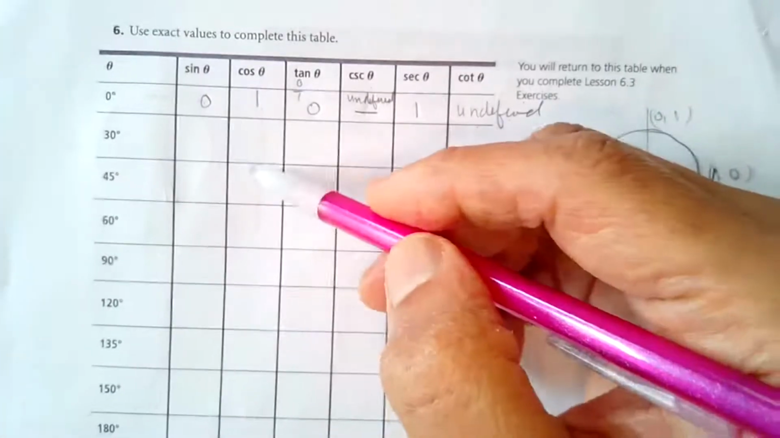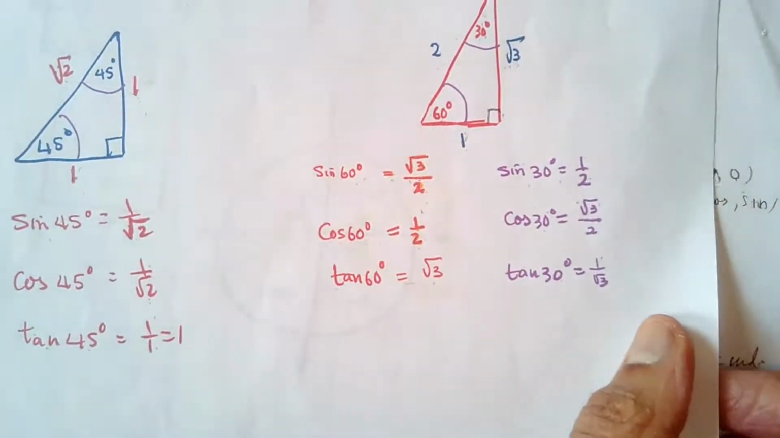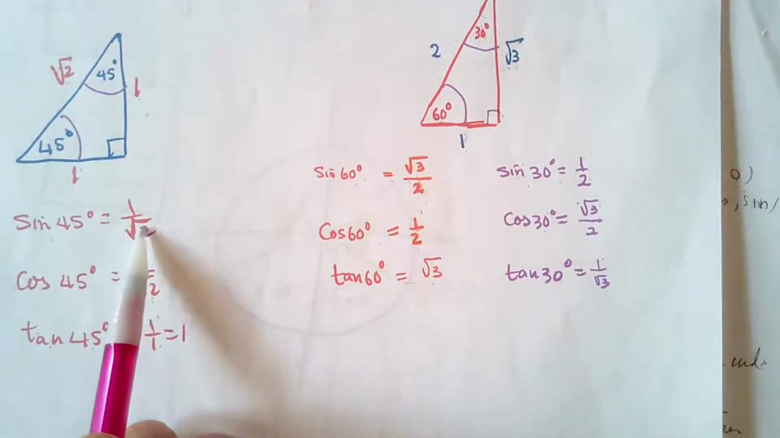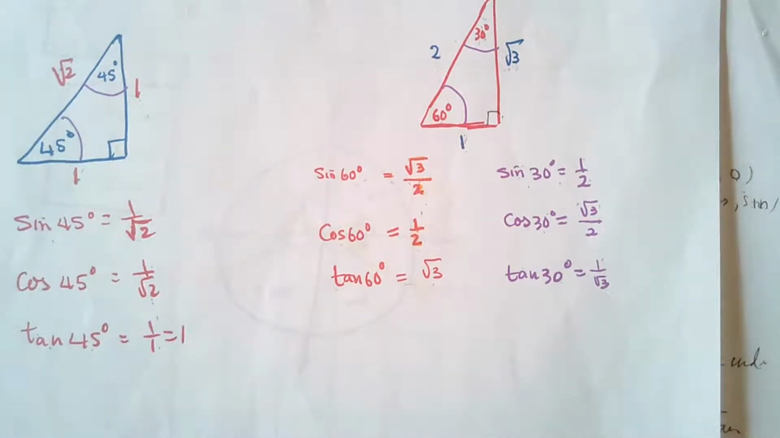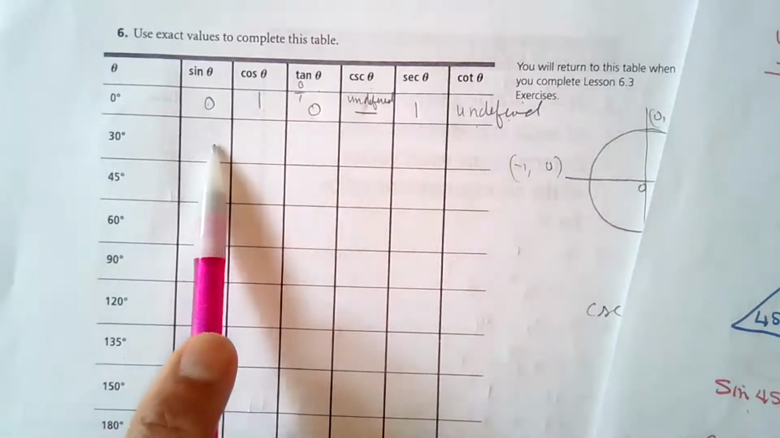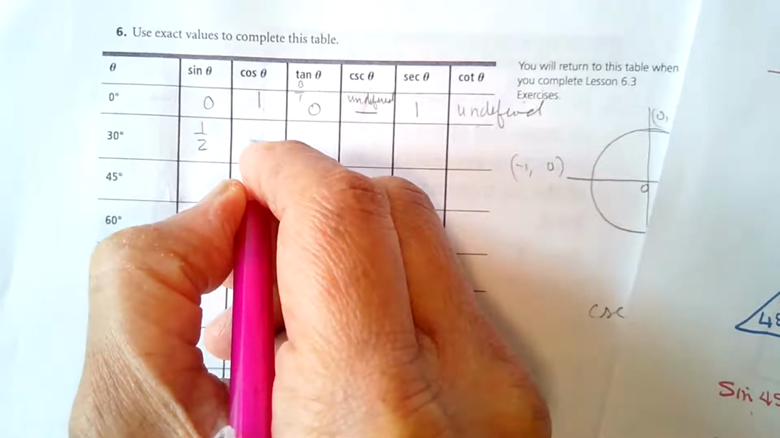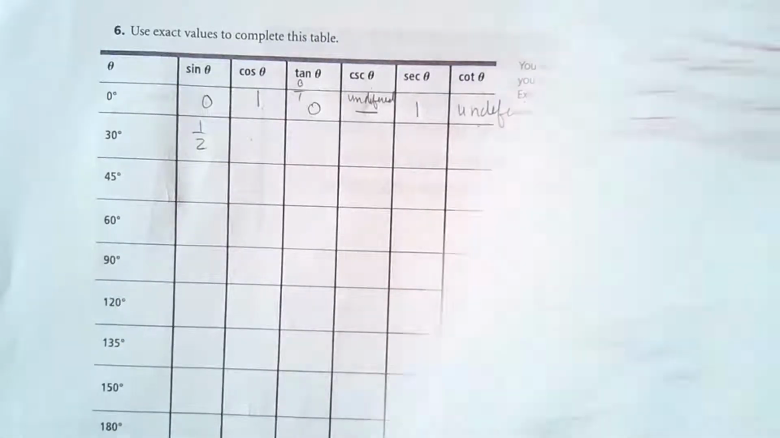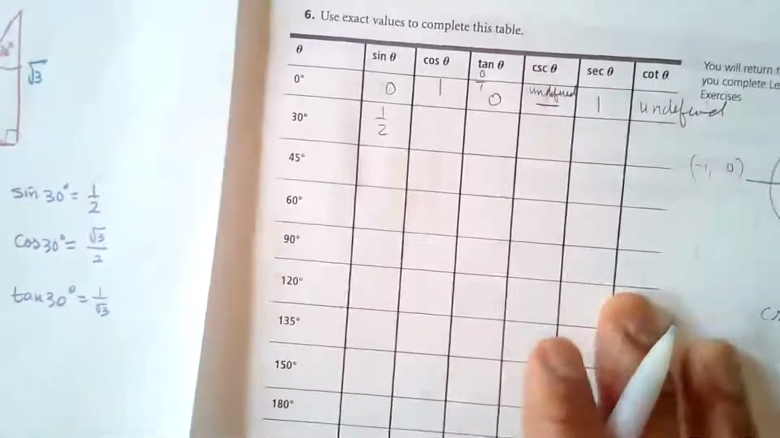The rest now, you can use your trig ratios here. Just remember when you're looking at the cosecant or the secant, you're referring to the reciprocal. Okay, so you can look at the 30 degrees, like sine 30 degrees is a half. Do that here. Cos 30 degrees. Look back at the chart here.